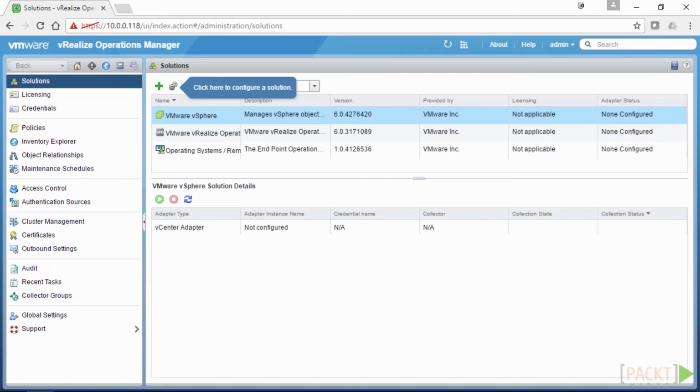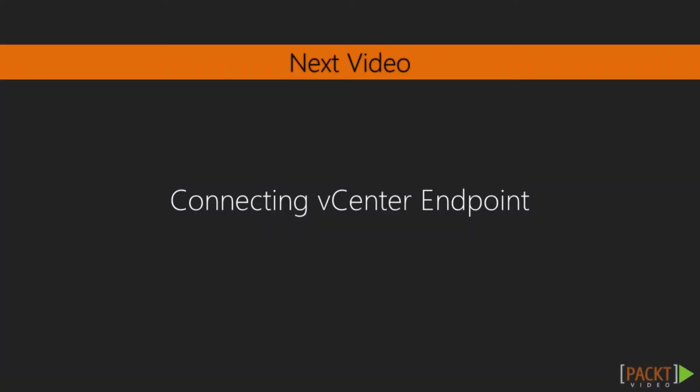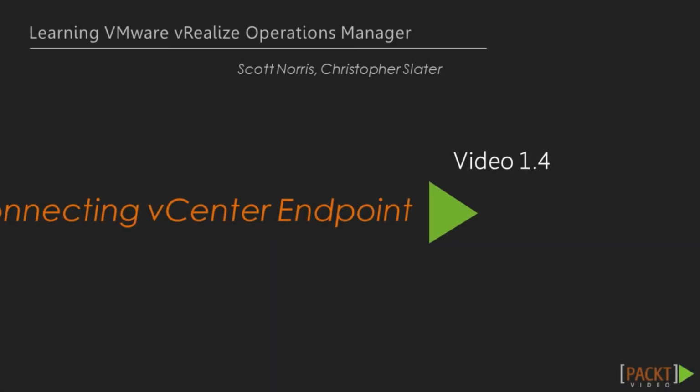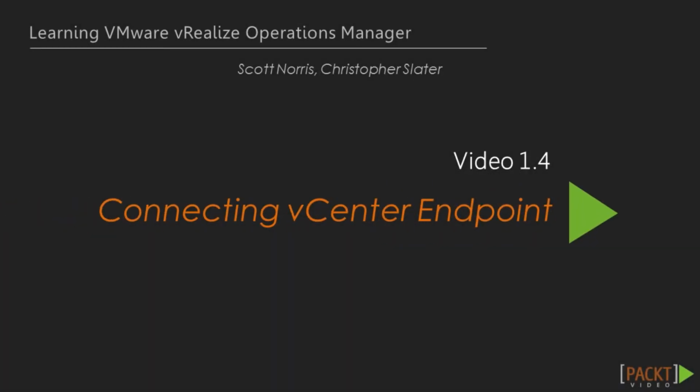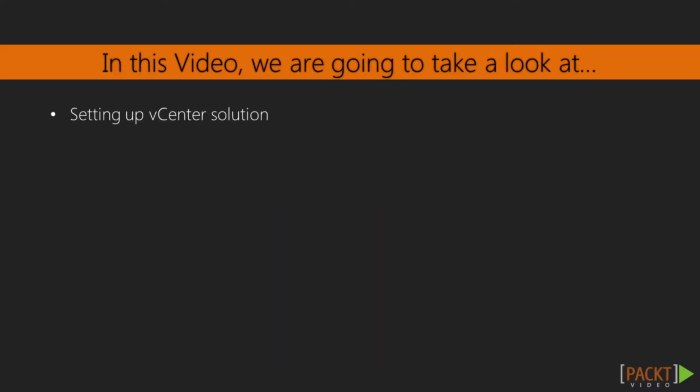In this video, we looked at the initial configuration after the deployment of vRealize Operations Manager. In the next video, we're going to take a look at connecting the vCenter endpoint to start that data collection. In the previous video, we looked at how to set up the initial configuration of our vRealize Operations Manager cluster. In this video, we're going to have a look at connecting the vCenter endpoint, which is the inbuilt vCenter solution, which comes as part of vRealize Operations Manager.